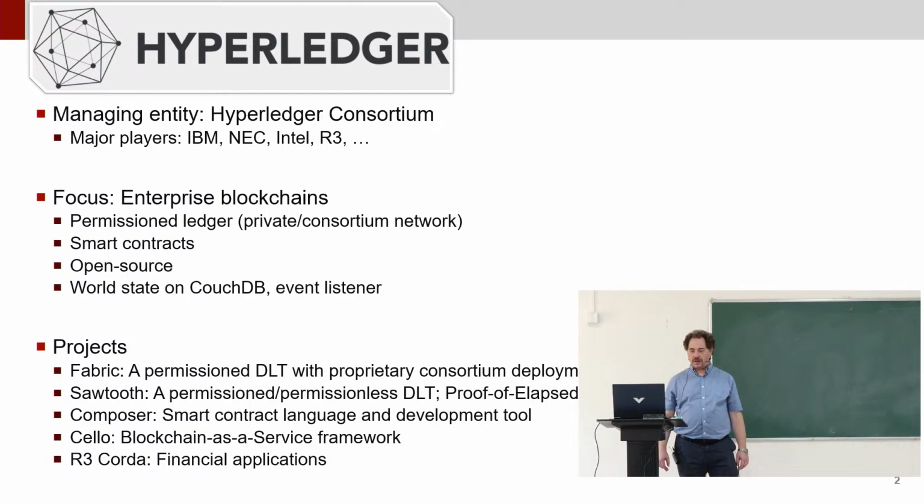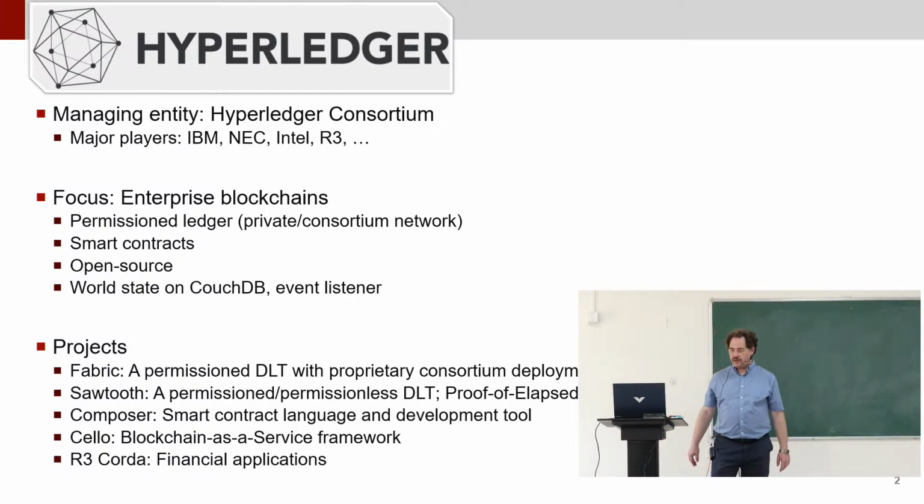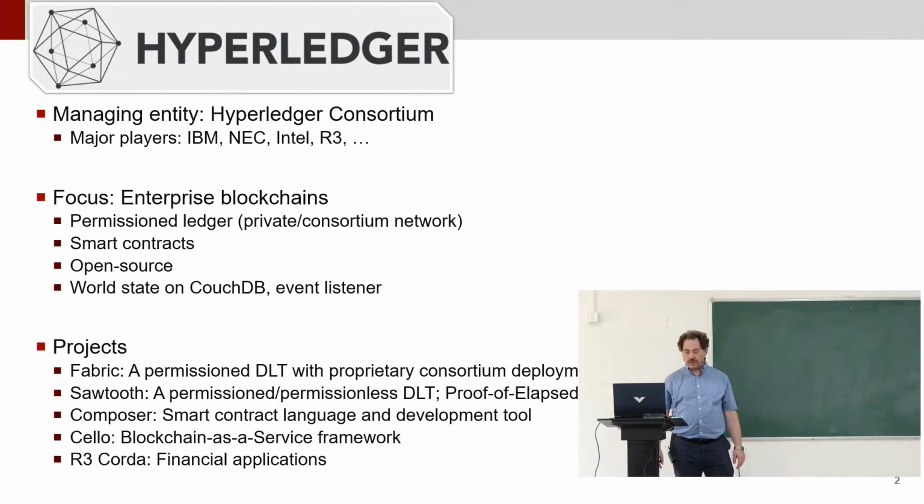And the focus of Hyperledger is different, however. It's not cryptocurrencies. It's permissioned ledger on consortium network. Hyperledger also has an ecosystem of smart contracts, but it's totally different from smart contracts on Ethereum. The focus is on open source, and as mentioned, it's an umbrella. It's not one system. So there are many projects under the Hyperledger umbrella.